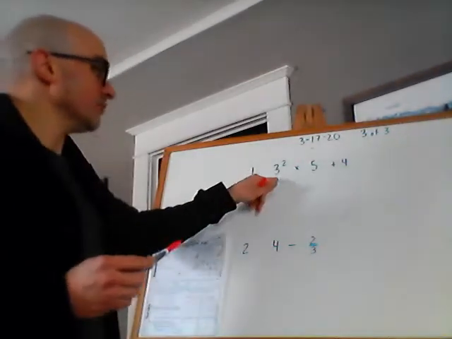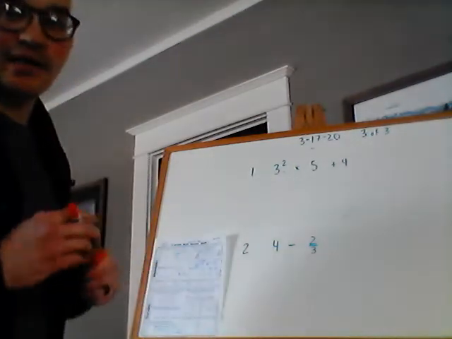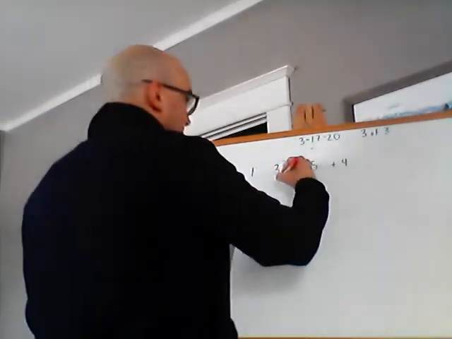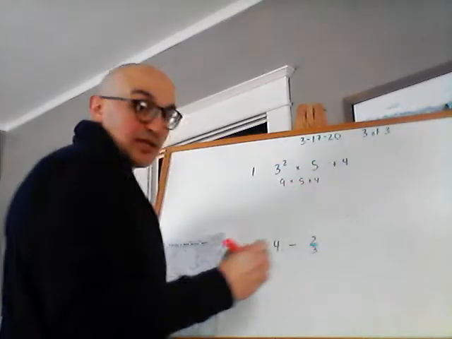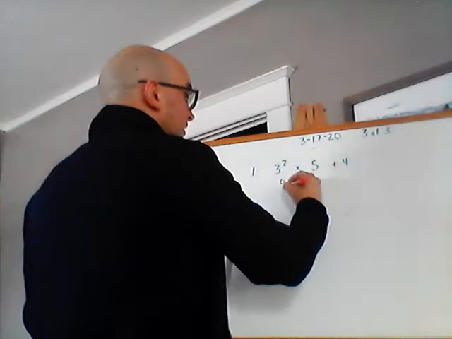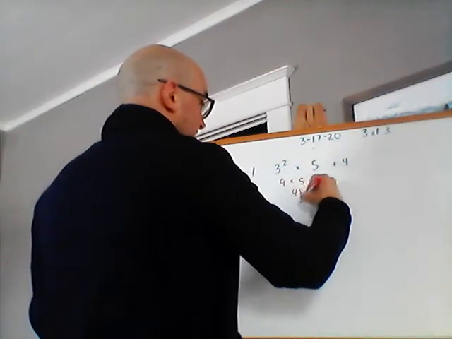I'll solve number 1. Remember, this is an order of operations problem. We have an exponent, multiplication, and an addition operation. Exponents first, and remember we do one operation per line. You guys have heard me say that all year. 9 times 5, 45, plus 4, and our final answer is 49.